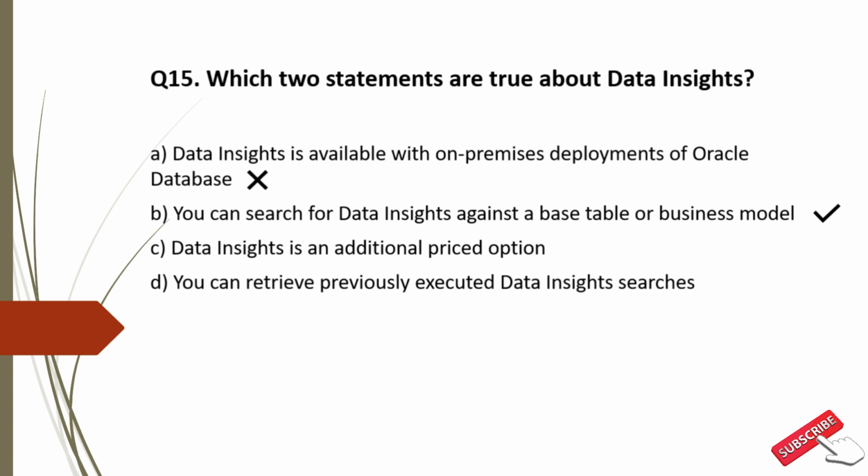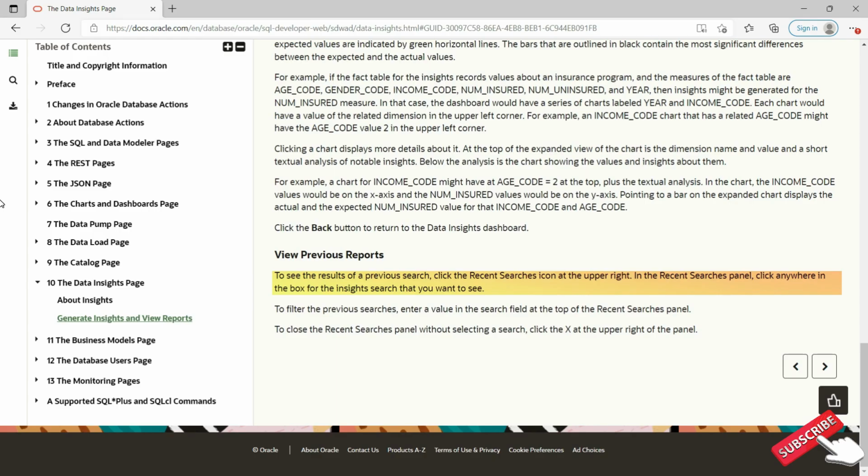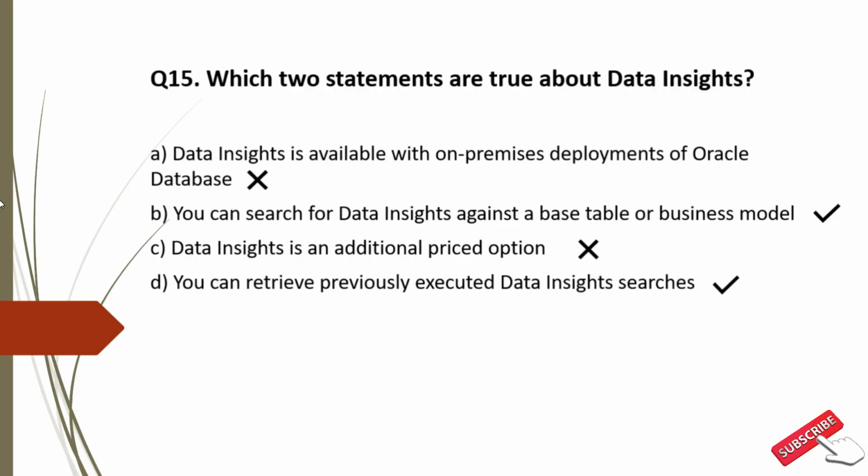So this is incorrect. Option D, you can retrieve previously executed data insight searches. To see the result of a previous search, click the recent search icon at the upper right. In the recent search panel, click anywhere in the box for the insight search that you want to see. So you can retrieve previously executed data insight searches. So option D is correct. So the correct options for question 15 are option B and D.